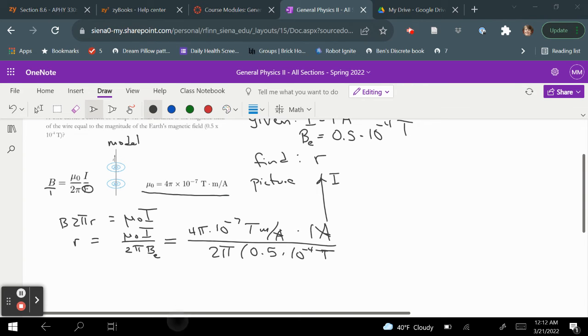There we go. And so we can see my Tesla are going to cancel right there, and I'm going to be left with meters. So that's a good sign. I've got a length. Our pi's cancel here too, and I can cancel a 2. So I'm going to have 2 times 10 to the minus 7 divided by 0.5 times 10 to the minus 4. All right, so let's see if I can remember that.